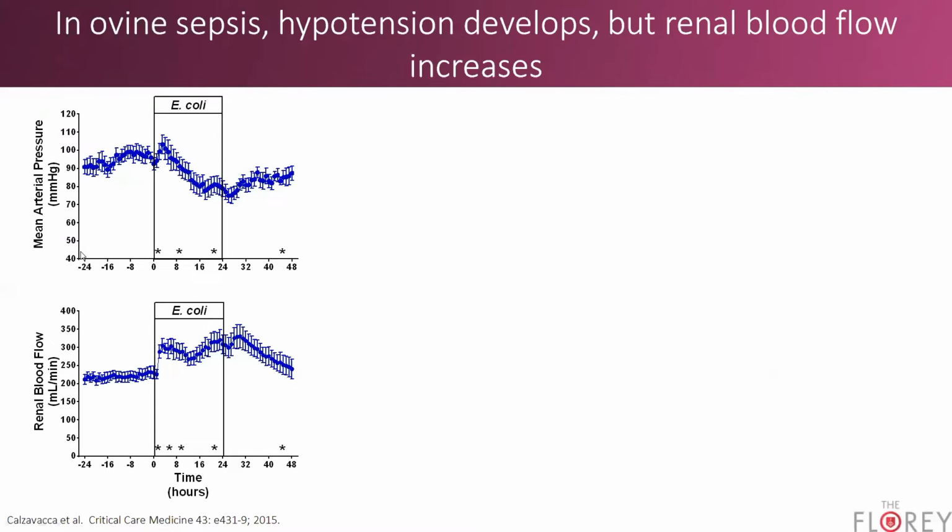So in this experiment, we had a 24-hour baseline period followed by a 24-hour infusion of E. coli, and then a 24-hour period of recovery. And you can see that during the infusion of E. coli, there's a substantial drop in blood pressure. There was, however, an increase in renal blood flow. So it was intriguing to see what the effects on the intra-renal oxygenation and perfusion were.